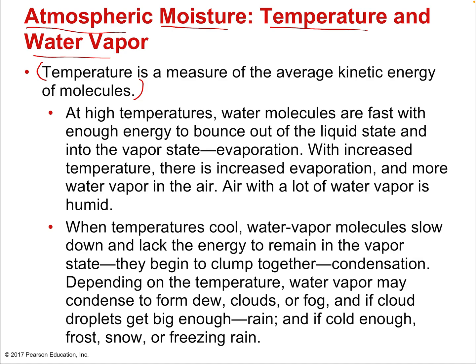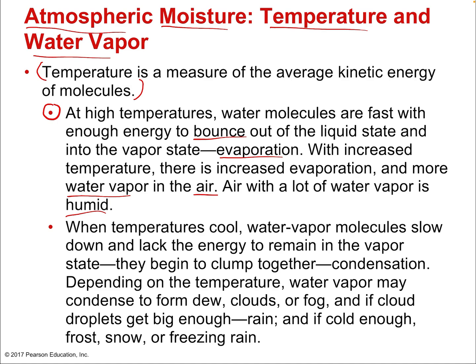But now we're going to consider temperature in the context of having other molecules in the air mixture, primarily nitrogen and oxygen. At high temperature, water molecules are fast, with enough energy to easily bounce out of the liquid state and into the vapor state. They can easily evaporate. So water molecules that exist at high temperature can easily change state and become a vapor, become a free molecule. With increased temperature, there is increased evaporation, and more water vapor will make its way into the air. So if you're boiling something, for example, you're creating a lot of water vapor. Air with a lot of vapor is called humid, a term I'm sure you've heard. So a lot of water vapor in the air means humid air.